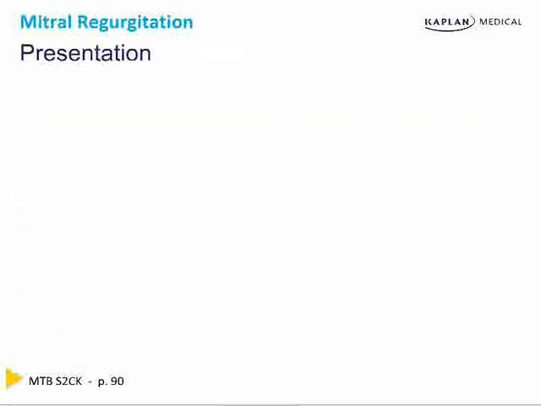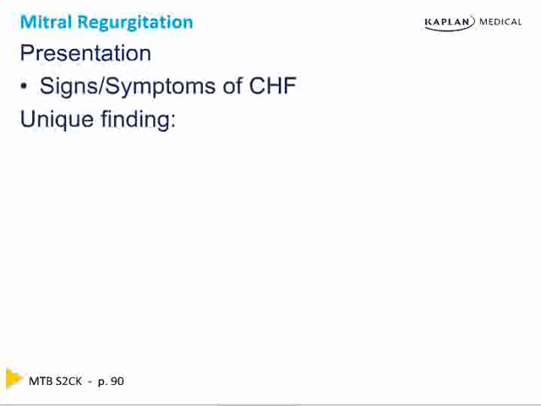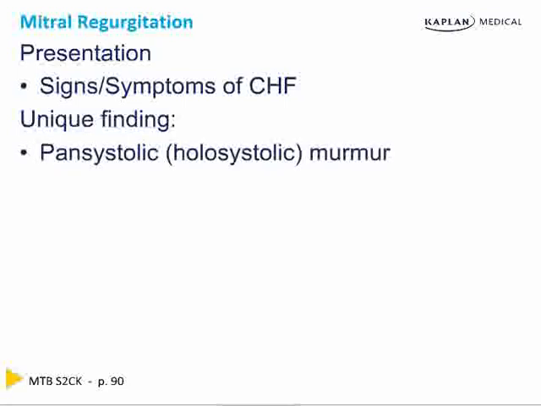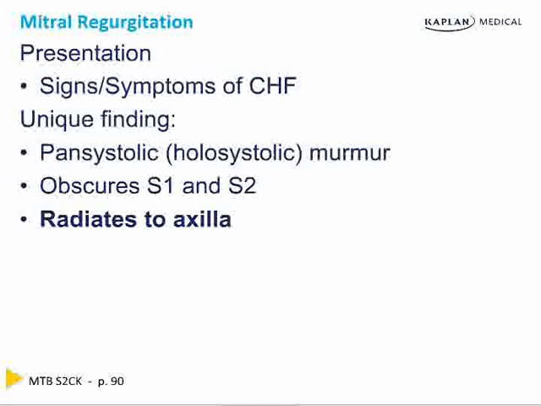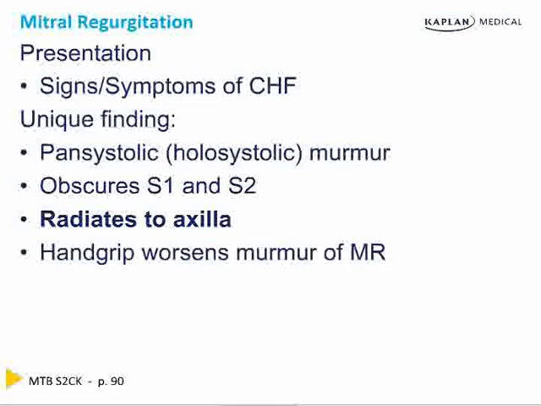You can't get the diagnostic question by simply saying, let's look for a person who's short of breath. All the valvular heart diseases make you short of breath. But the unique finding is, boom, boom, boom, boom, pansystolic murmur, going to the axilla and obscuring S1 and S2. A pansystolic or holosystolic murmur, and remember, those words are interchangeable. They obscure S1 and S2, and it radiates to the axilla.